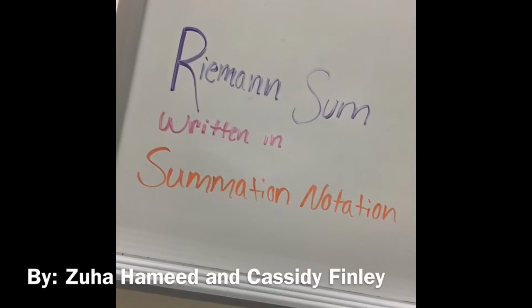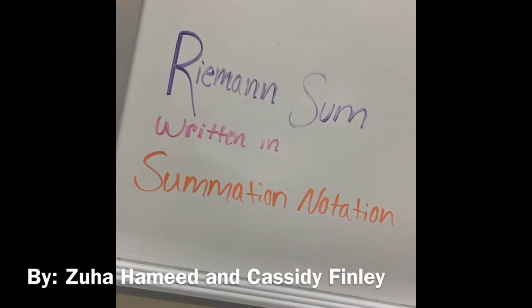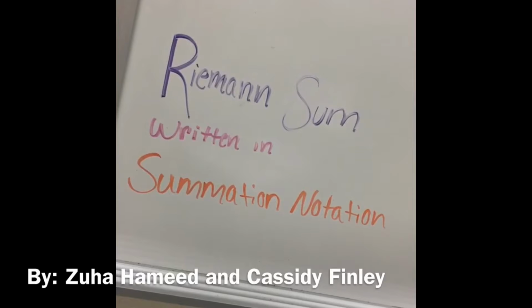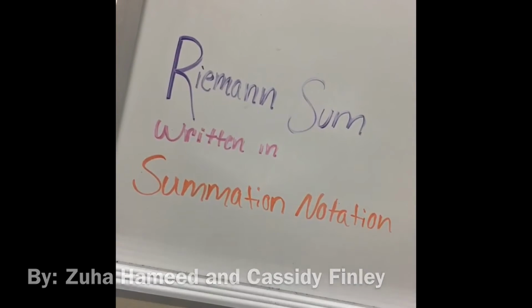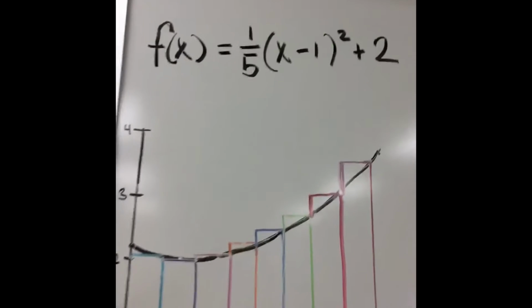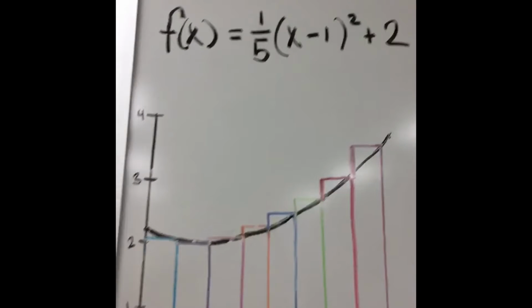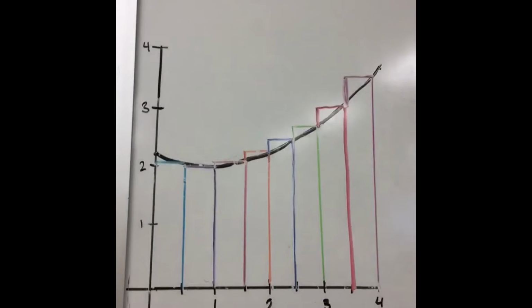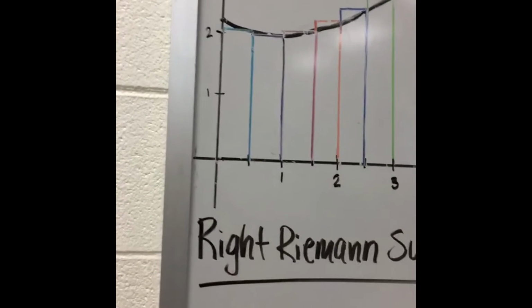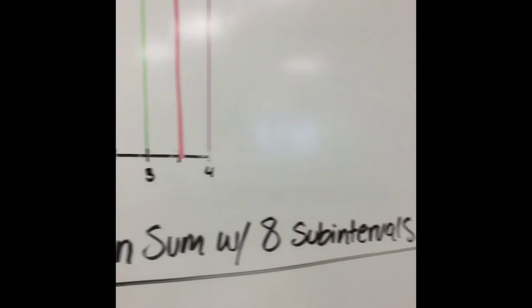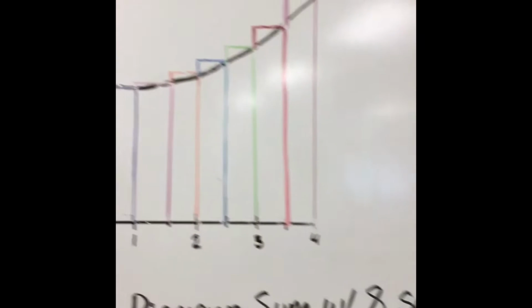Today we are going to be learning about how to do Riemann sums written in summation notation. Our function is 1/5 (x minus 1) squared plus 2, and this is the graph of the function. Today we're doing a right Riemann sum with 8 subintervals.